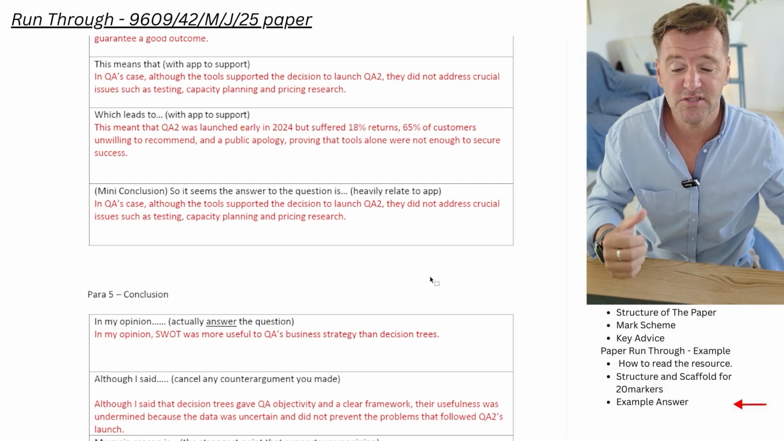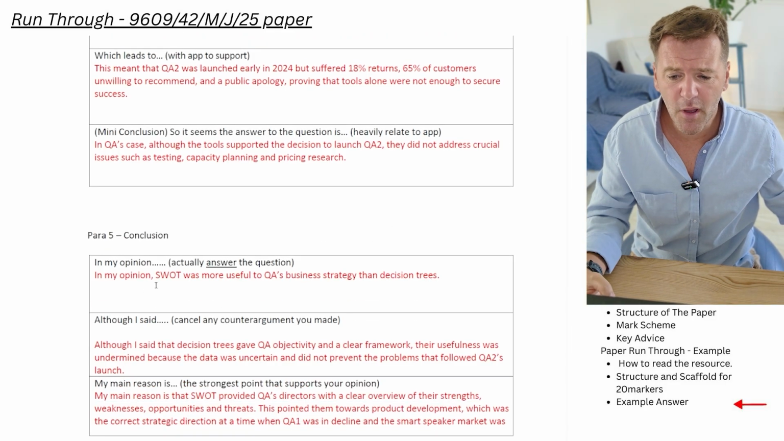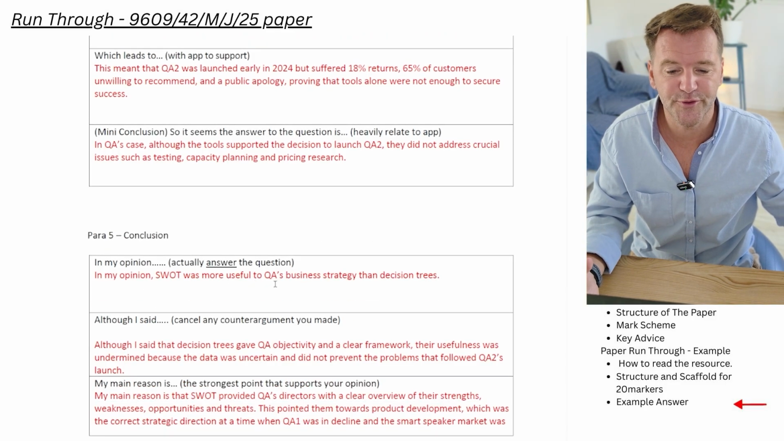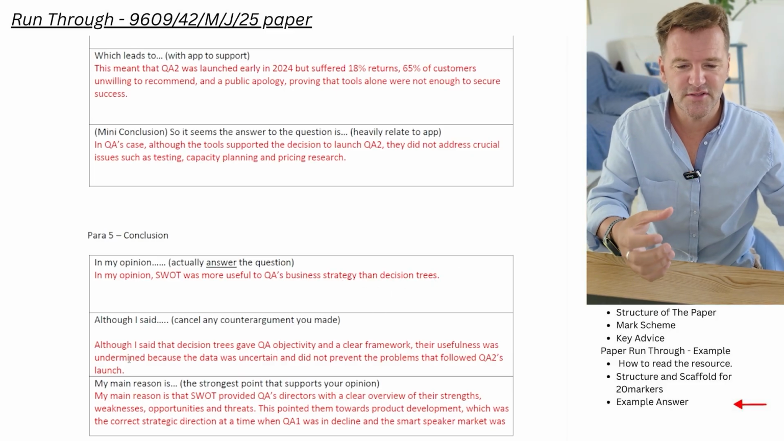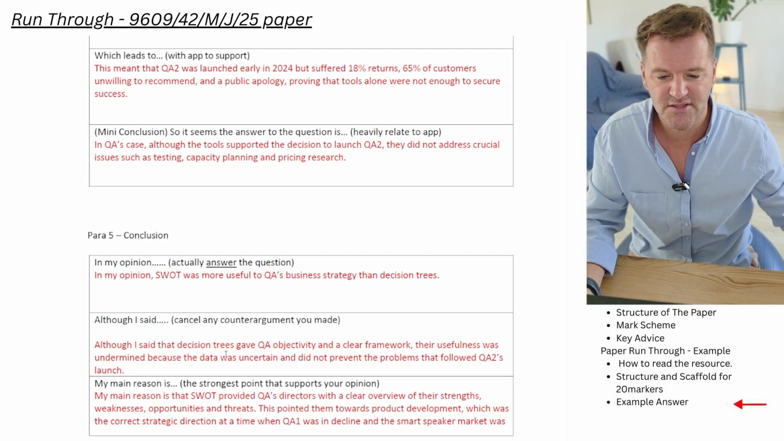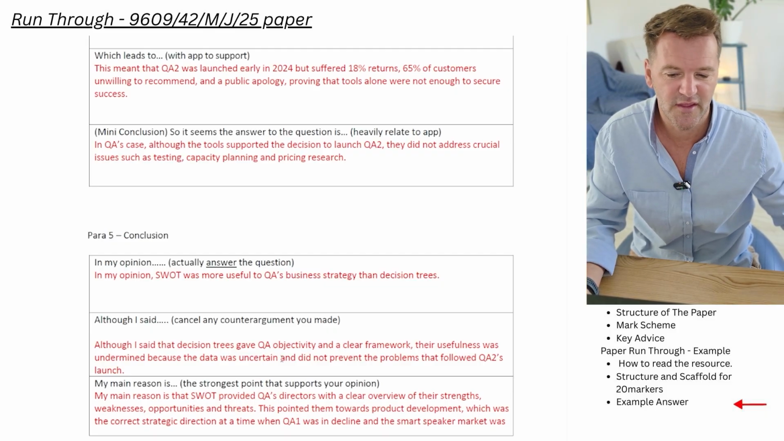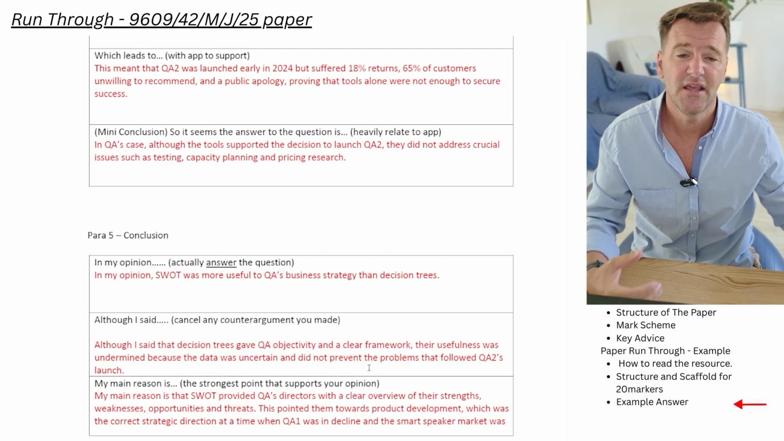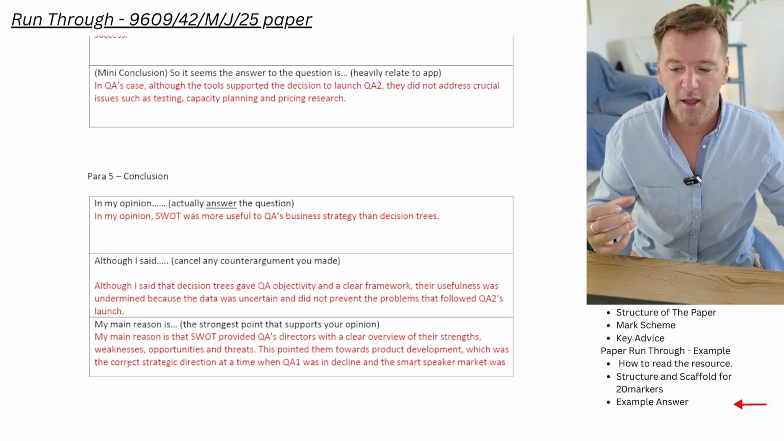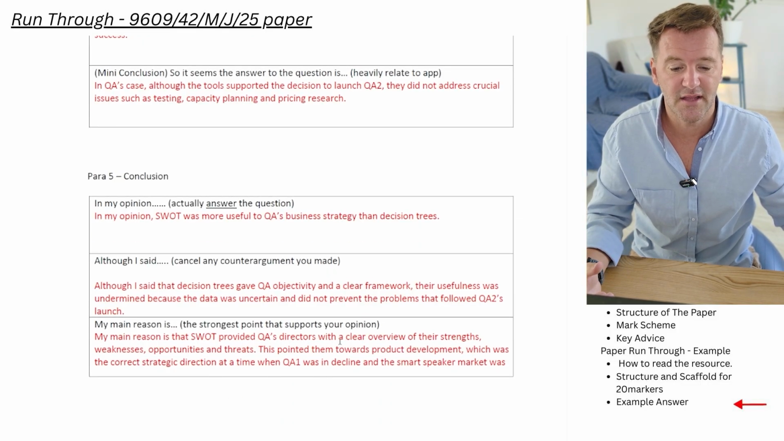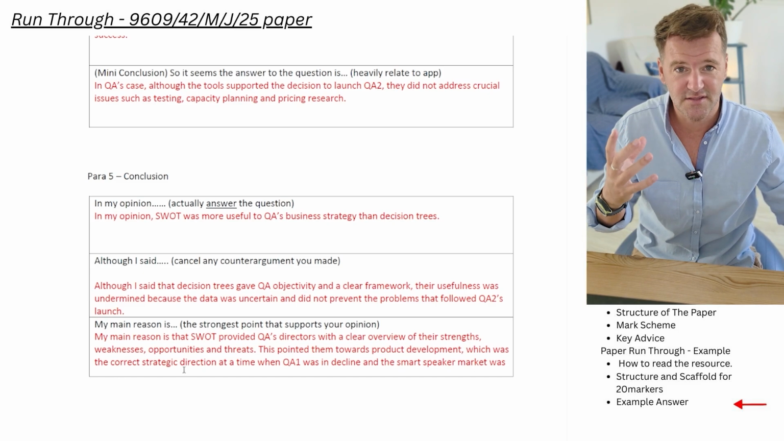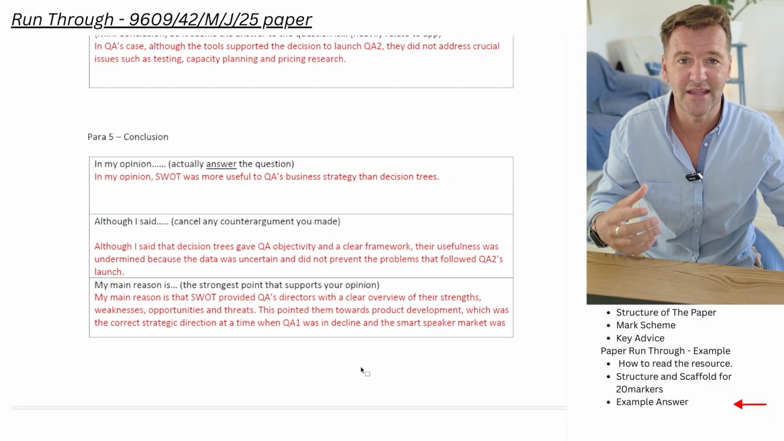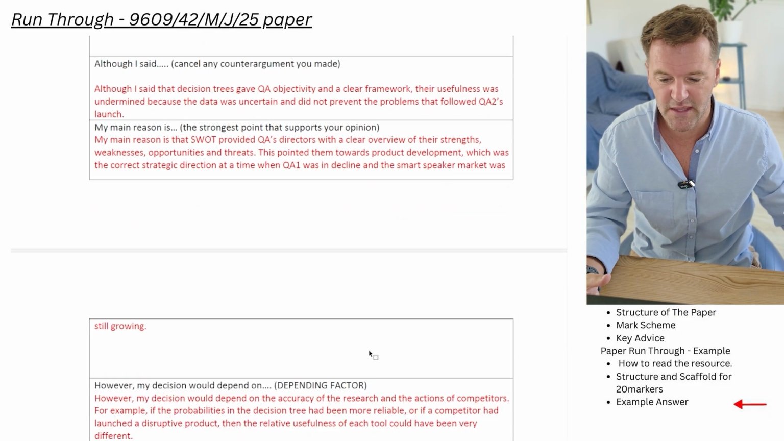Writing it. Finally, most important, conclusion. In my opinion, SWOT was more useful to QA's business strategy than decision trees. And I think I've been pretty conclusive by reading the rest of the essay. Although I said decision trees gave objectivity and a clear framework, their usefulness was undermined because the data was uncertain and it just messed everything up. My main reason is that SWOT provided QA directors with a clear overview of their strengths and weaknesses, opportunities and threats, pointing them towards product development, which was the correct decision at the time. Yes, they did need to create a new speaker.